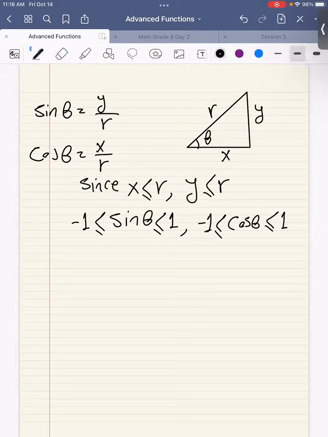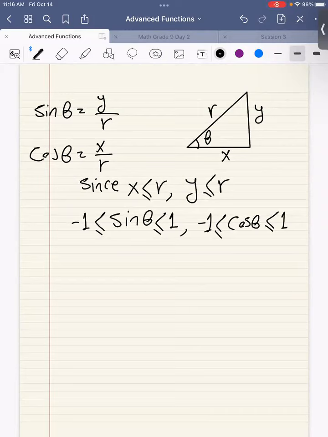If the radius is 1, for any theta, it doesn't matter. That's always true, no matter what the radius is, because x and y are always less than r, or actually between r and -r, more precisely.